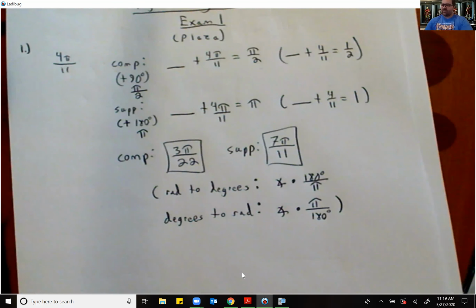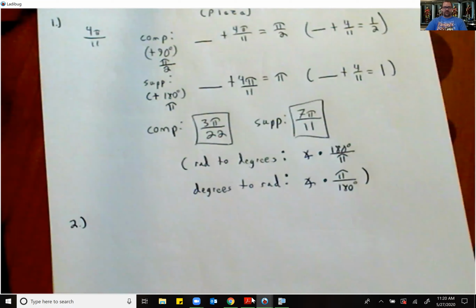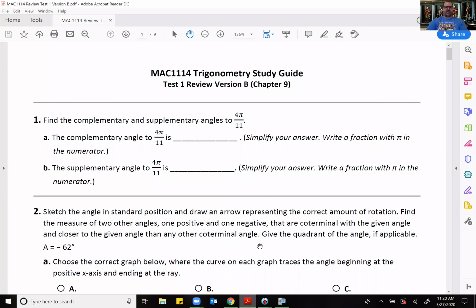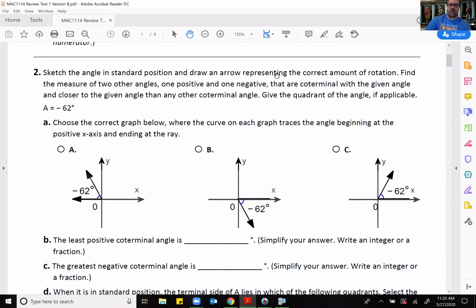All right. So question number 2, moving on. The next question we got, it says sketch an angle in standard position. So here we have our multiple choice, and you'll have multiple choice. And then it says, draw an arrow representing the correct amount of rotation. Okay. So that's that little blue guy that's there, even though that's not really an arrow, but neither here nor there. Find the measure of 2 other angles, one positive and one negative, that are coterminal with the given angle and closer to the given angle than any other coterminal angle.